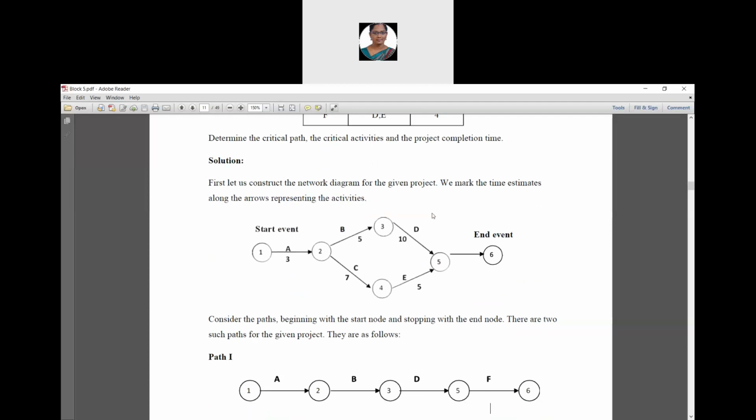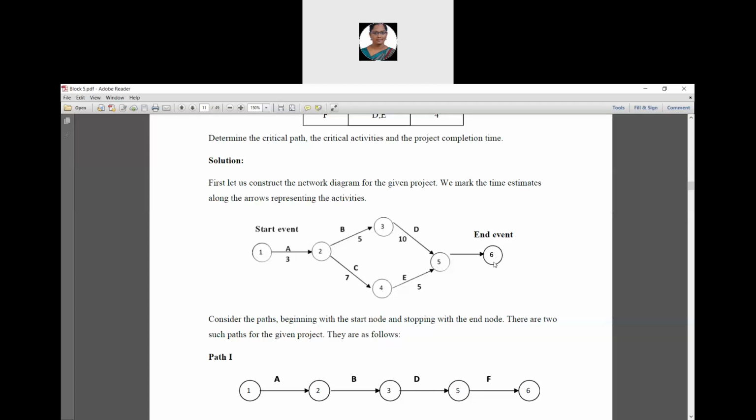For that, consider the paths beginning with the start node and stopping with the end node. Okay, there are two such paths for the given project. Path 1 is 1 to 2, 2 to 3, 3 to 5, 5 to 6. And path 2 is 1 to 2, 2 to 4, 4 to 5, 5 to 6.